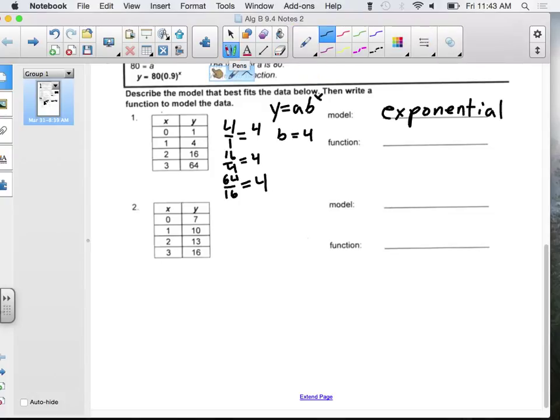Now, what's our a value? Starting at 1, because when x is 0, y is 1. So now that we have our two variables, a and b, we can rewrite our function. So it would read as what? y equals 1 times 4 to the x.